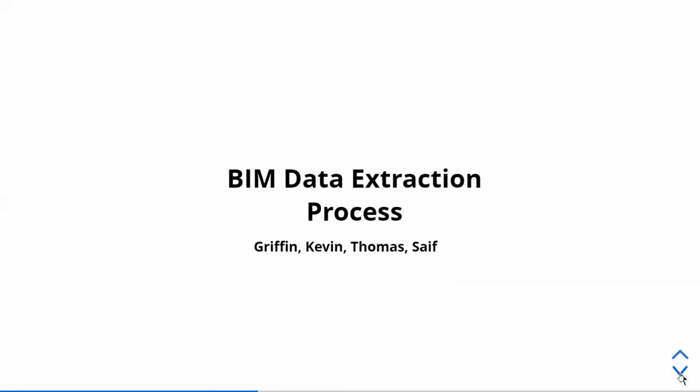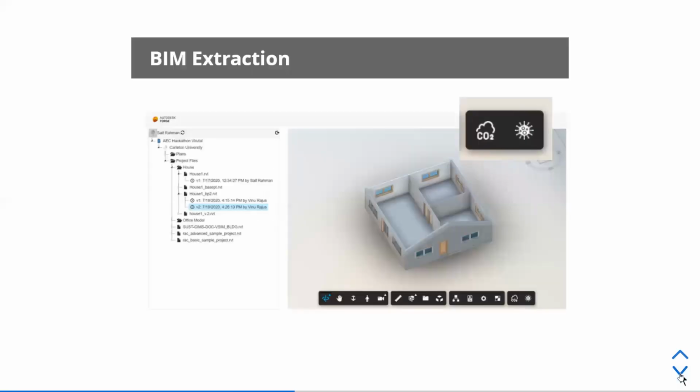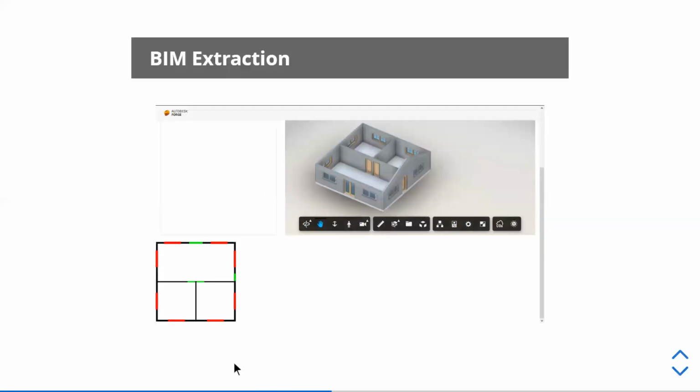So the BIM to data extraction process was implemented by Griffin, Kevin, Thomas, and Saif. Our goal was for the end user to have a simple user interface where they are able to click on the CO2 level or the COVID model, and then the system processes and sends the necessary data to the Cadmium Simulator. Initially we started with a bounding box method. When the user clicked on this, it was able to generate the data.